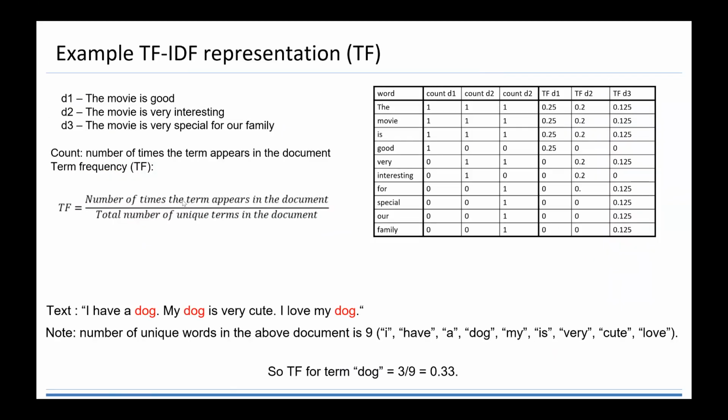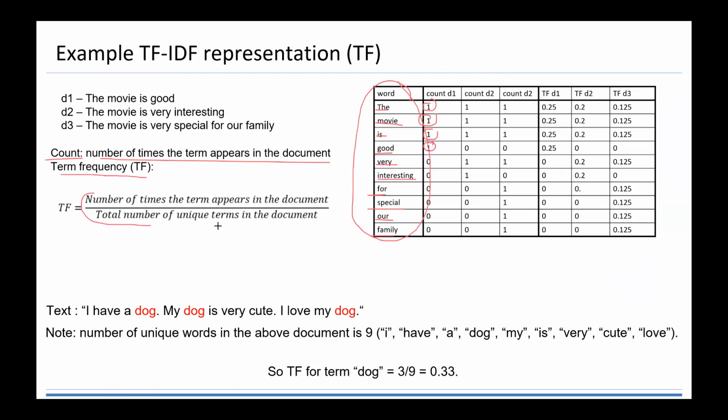First, we need to calculate the TF. The TF means the term frequency. Usually we have the count, which means the number of times the term appears in the document. For example, for the sentence the movie is good, for the word the there is 1, for the word movie there is 1, the word is there is 1, the word good there is 1, and so on. So we can calculate with the count, and then with the term frequency.